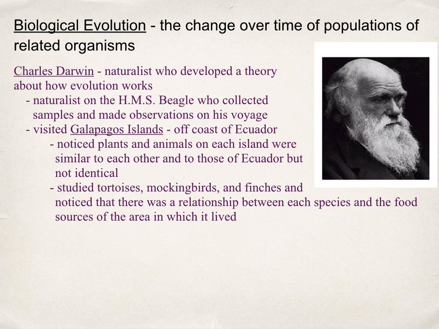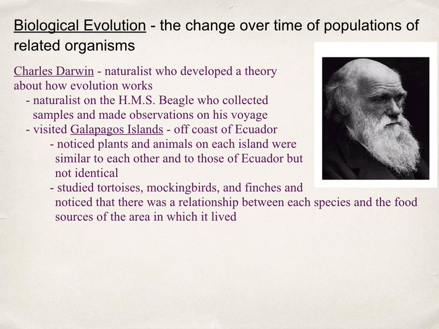One of the places that he visited while he was with the HMS Beagle was the Galapagos Islands. The Galapagos Islands are a set of islands just off the coast of Ecuador. What he noticed while he was on these islands was that the plants and the animals on each island were very similar to each other, and they were also very similar to those of Ecuador. However, they were not identical. There were little differences between these plants and animals on each island and on Ecuador, but they were still very similar to each other.